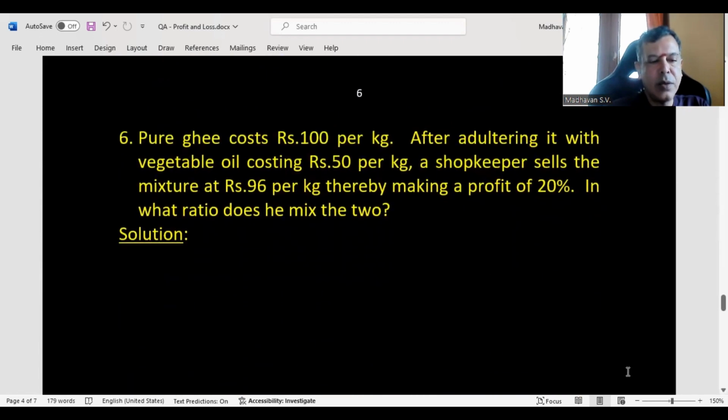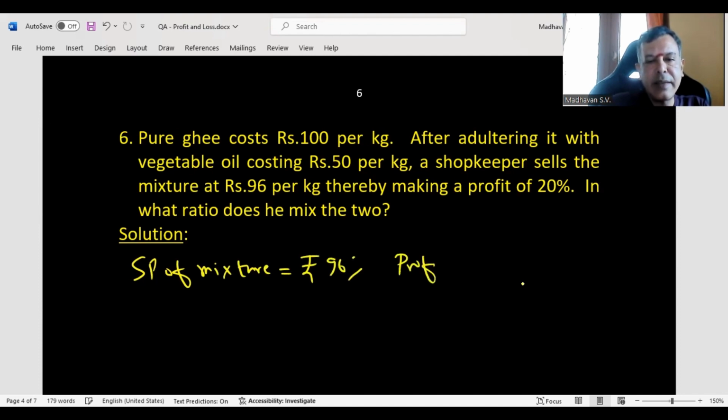Pure ghee costs rupees 100 per kg. After adulterating it with vegetable oil costing rupees 50 per kg, a shopkeeper sells the mixture at rupees 96 per kg, thereby making a profit of 20%. In what ratio does he mix the two? First of all, they gave us the selling price of the mixture. Selling price of mixture is given as rupees 96, and then they also say at 96 they make a profit of 20%.